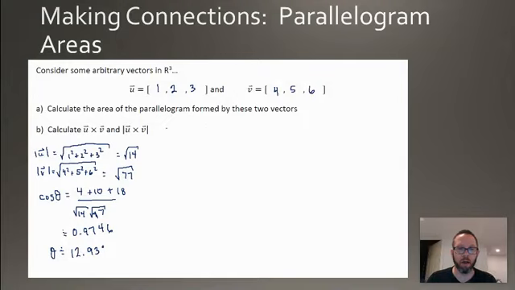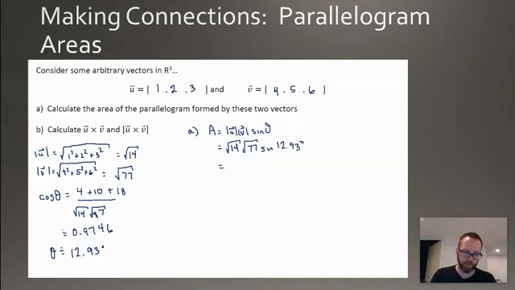Now, so we've got those three things. Let's find the area. So for part A, our area was going to be size of u times size of v times sine theta. So that is root 14 times root 77 times the sine of 12.93 degrees. Let's see what that gets us. Sine times root 14 times root 77. So I got about 7.35, and that would just be square units here.